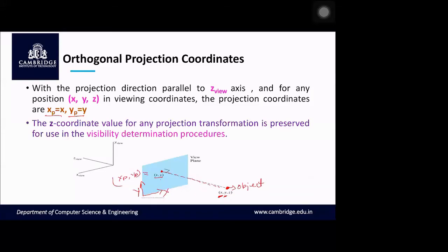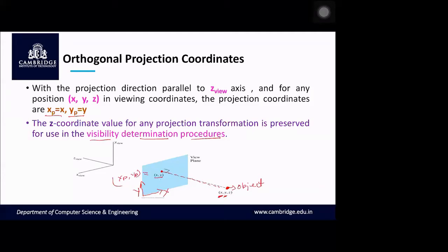Then what happens with respect to the z coordinate? The z coordinate value for any projection transformation is preserved for use in the visibility determination procedure. You will learn this after these topics. You will learn the visibility determination procedure very clearly.